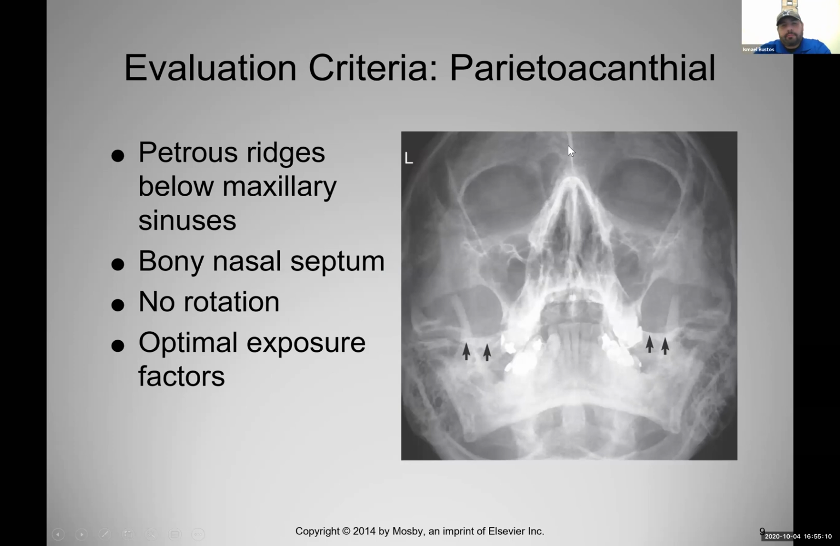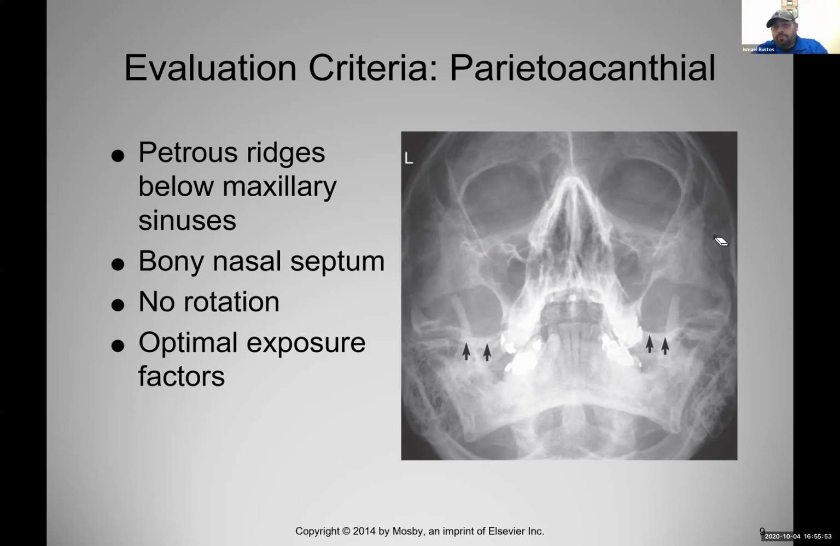Here's what it looks like. Now for this one, you want the petrous ridges to be below the maxillary sinuses. So if you look down here, there are your petrous ridges. That block of bone right there is what you want to see below the maxillary sinuses, which are right here. If you have that, that means that the angle between the table and the OML was 37 degrees. You had the chin correctly extended. You had the MML perpendicular to the image receptor.